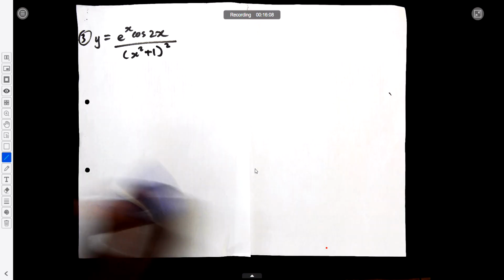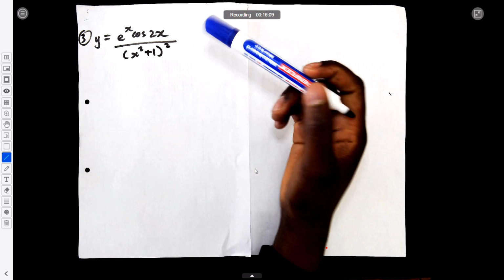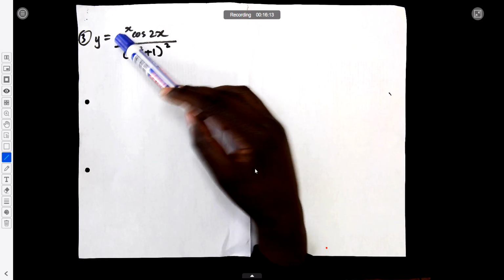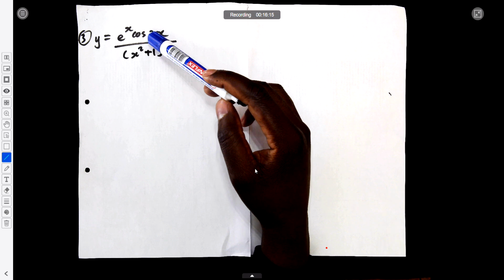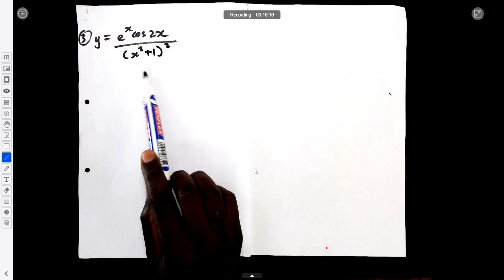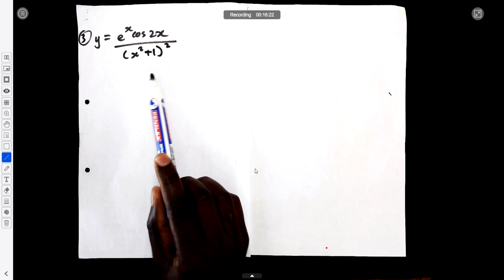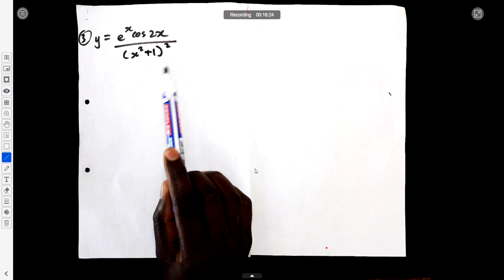So first of all, I see we have how many functions? We have 3. So we have an exponential function and a trigonometric function in the numerator. But 2, we have in the denominator another, can I say algebraic function? And again, it's underneath the bracket.